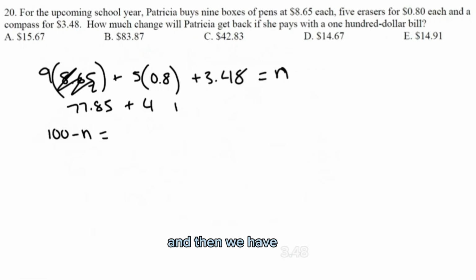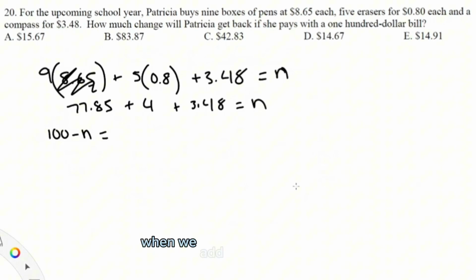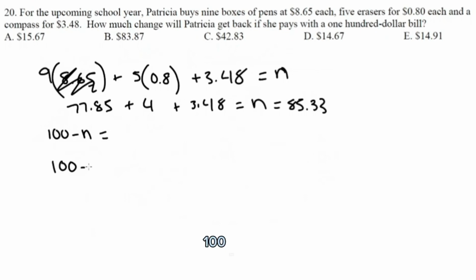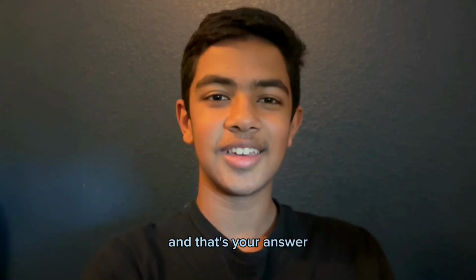And then we have 3.48. Now we have to compute all this to get our n value. When we add all these together, we get 85.33. So that means n is equal to 85.33. So we need to find 100 minus 85.33. That is just 14.67, and that's your answer.